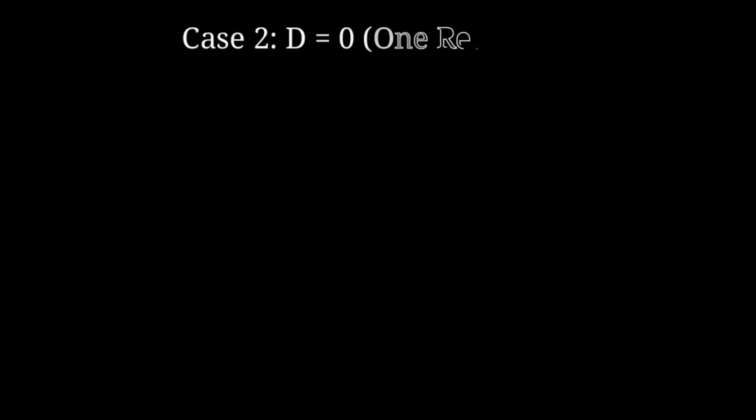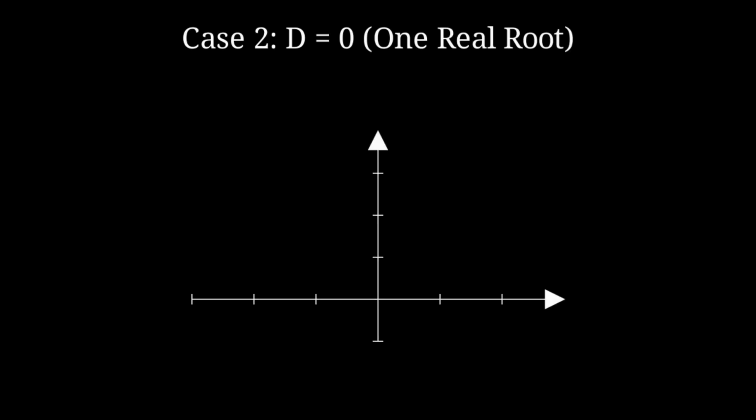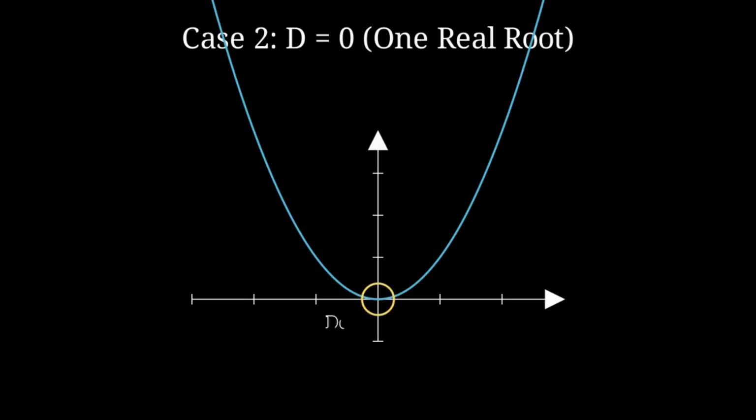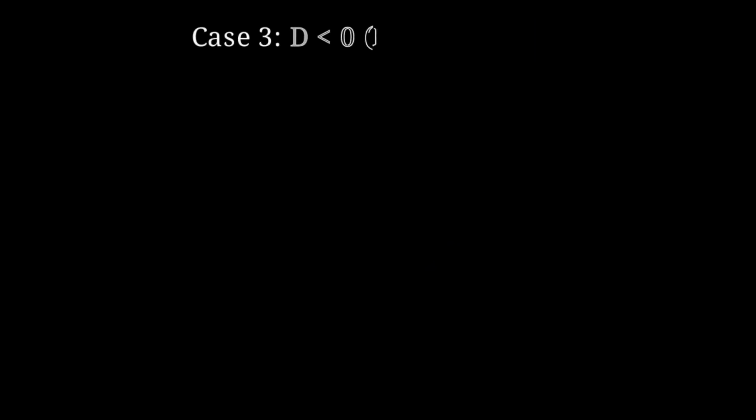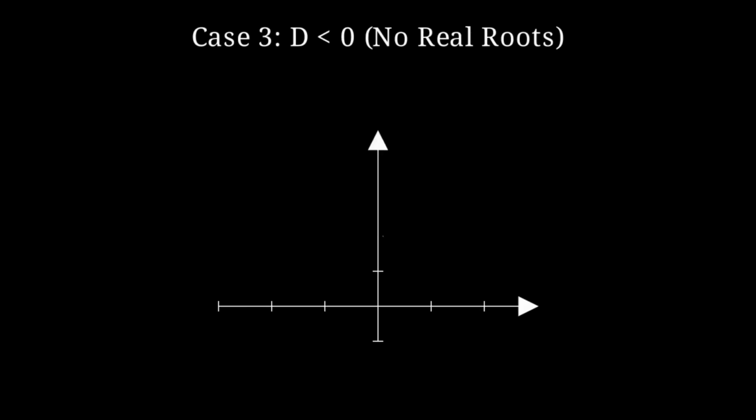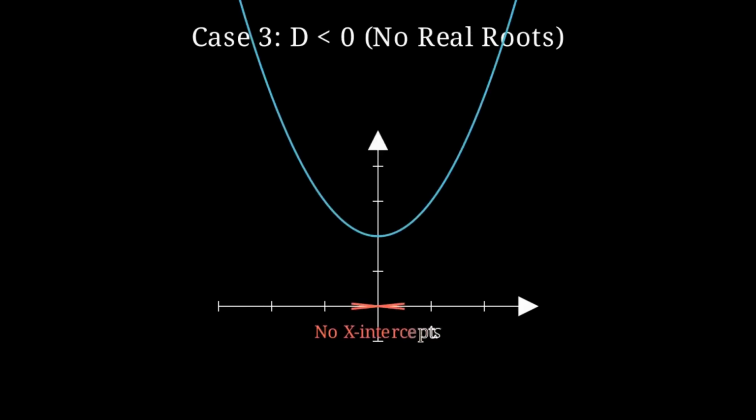If the discriminant equals exactly 0, the square root disappears. This leaves us with only one solution, known as a double root. Visually, the vertex of the parabola just kisses the x-axis without crossing through it. When the discriminant is less than 0, we cannot find a real square root for a negative number. Graphically, the parabola stays entirely above or below the x-axis, never touching it, resulting in no real solutions.